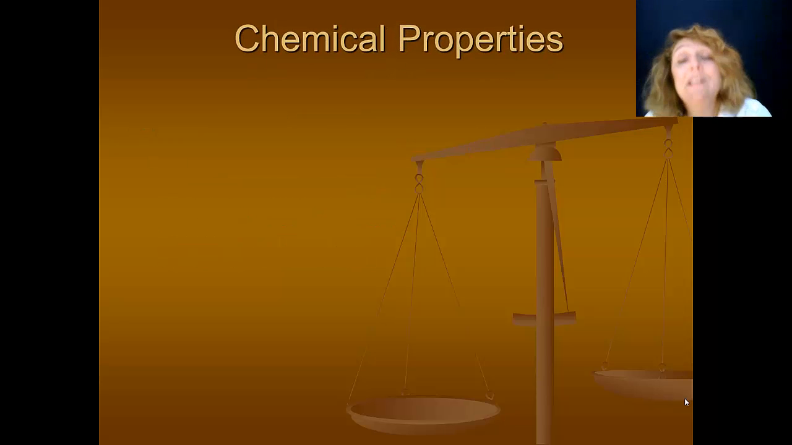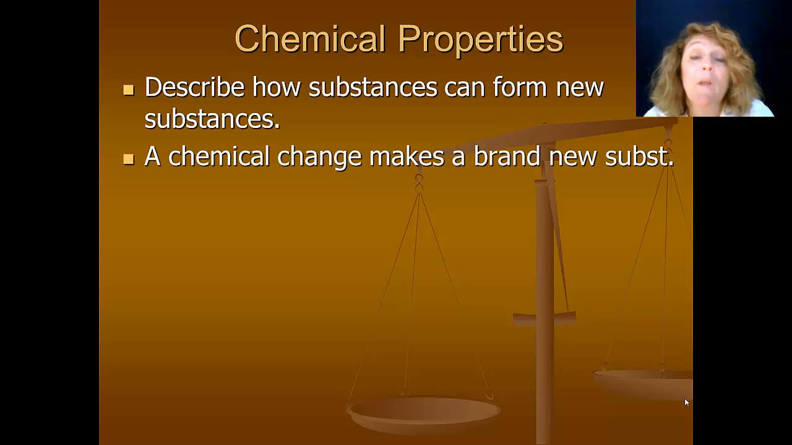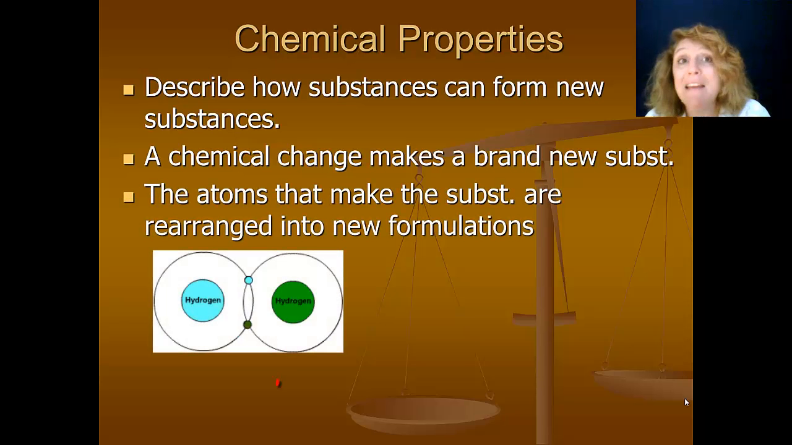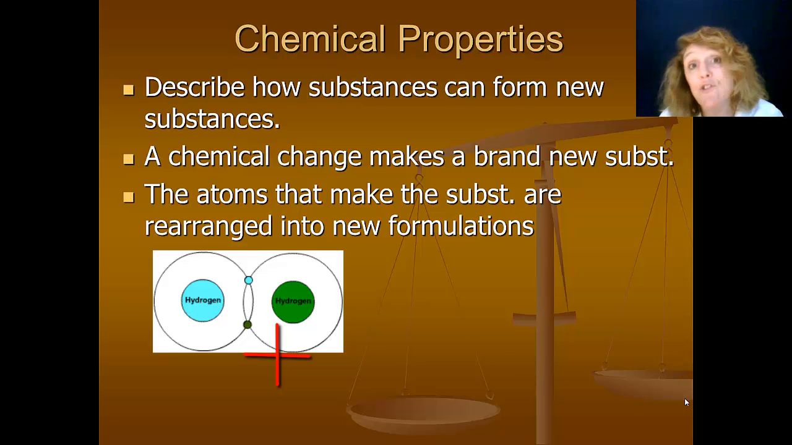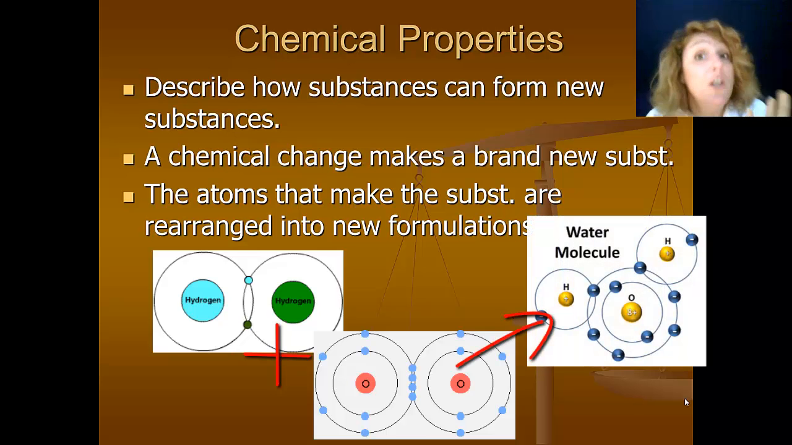Now, this is different than the chemical side of things. Now, when you're looking at chemical properties, then this is how you describe how substances can form new substances. If you make a chemical change, you're actually making a brand new substance. And the atoms that make this substance are rearranged to form the new substance. So it's not that old substance anymore. It's not like a change in state where if you just get it cold, it'll go back to ice. No, you're actually rearranging the atoms, okay?